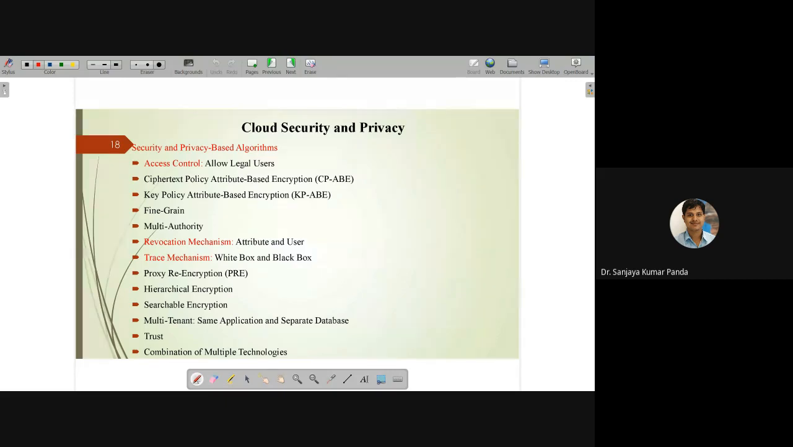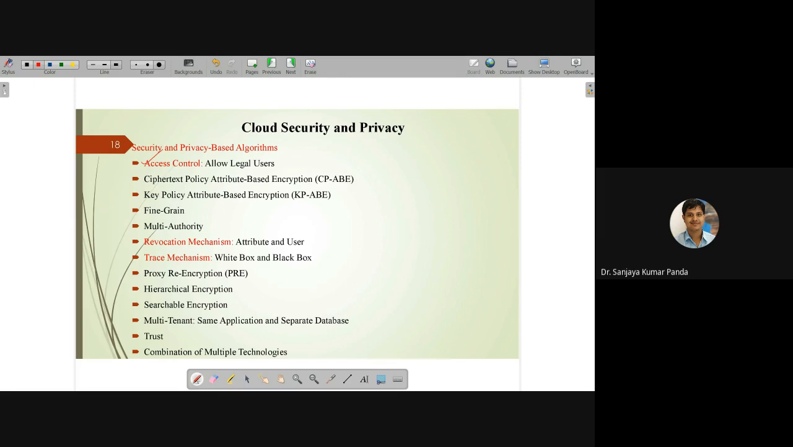One of the other security requirements, apart from confidentiality, integrity, and availability, is access control. Access control says that permission is given to the legal user to use the resources or the data. Permission is only given to the authorized people, not to the unauthorized people. Access control ensures this. So in order to deal with this, many people have come up with different algorithms.